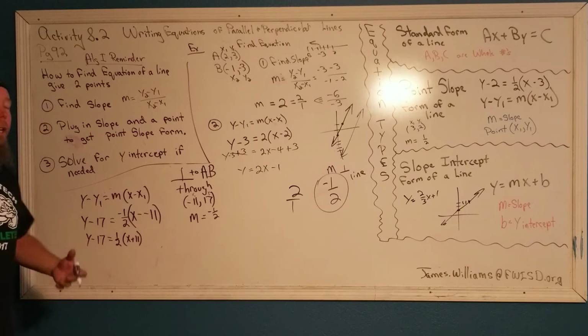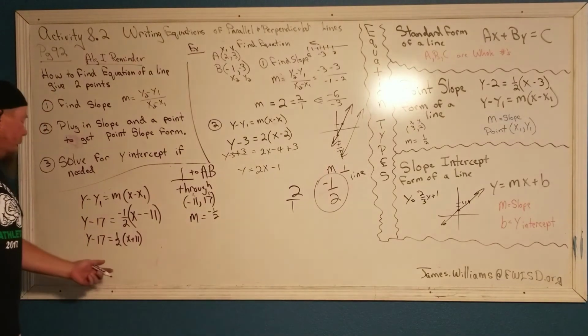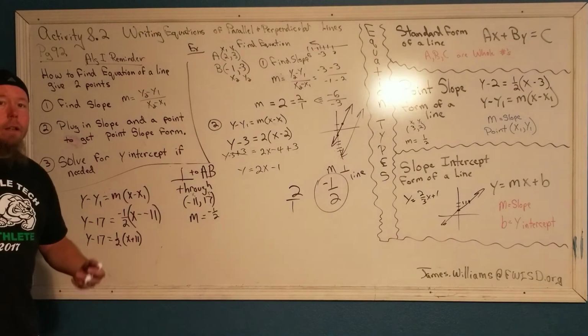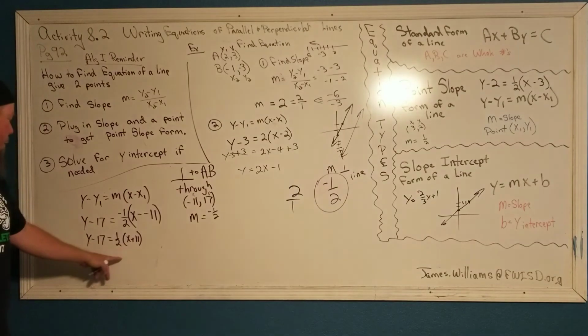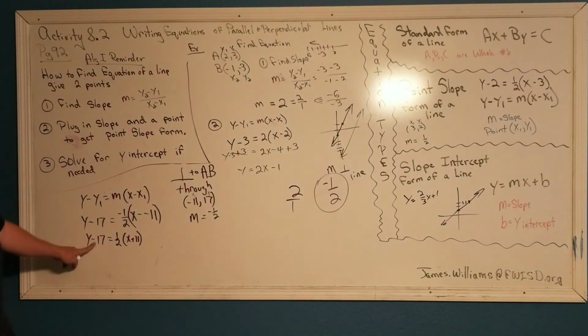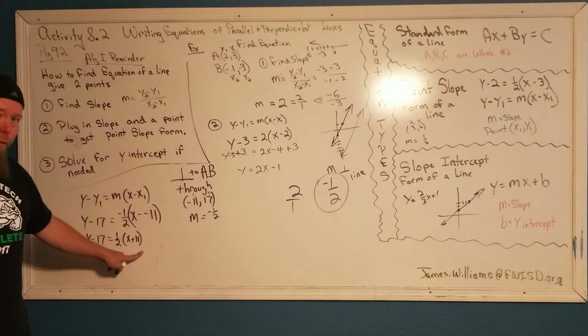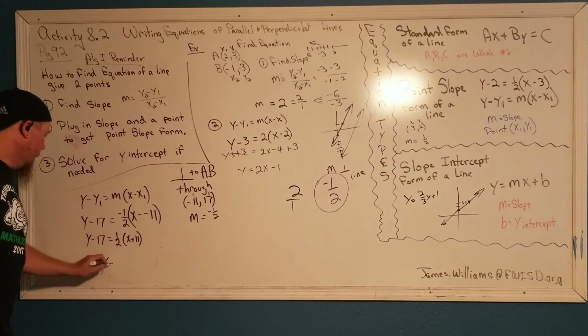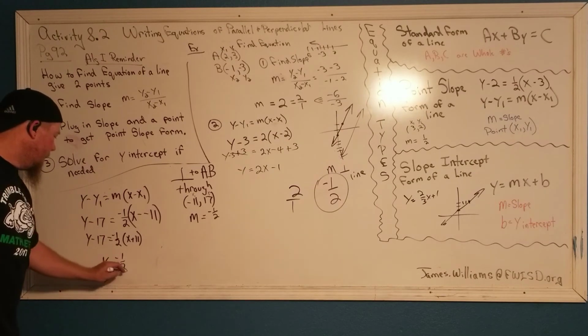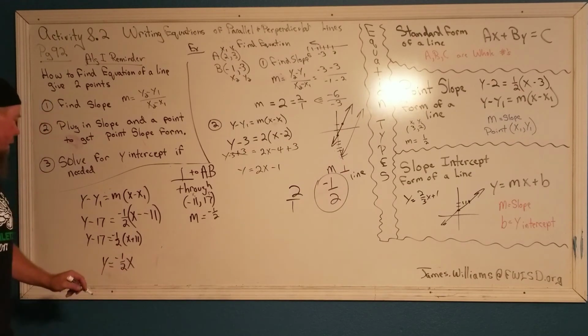Okay? If we want it in slope-intercept form, same process. What's half of 11? 5.5. Everybody okay with that? Half of 11, divided by 2, would be 5.5. So this is 5.5, this is a minus 17. I would add 17 to 5.5. So 17 plus 5.5, so I would get y equals, this is still a negative, negative 1/2 x.